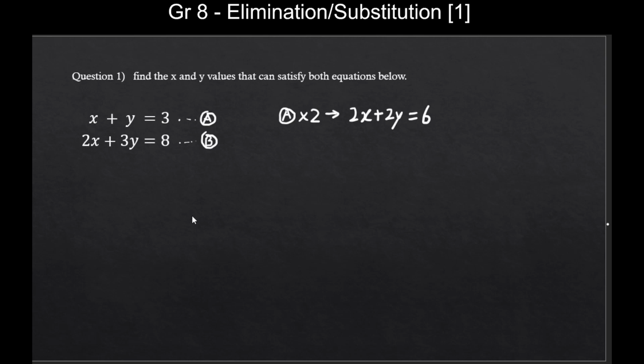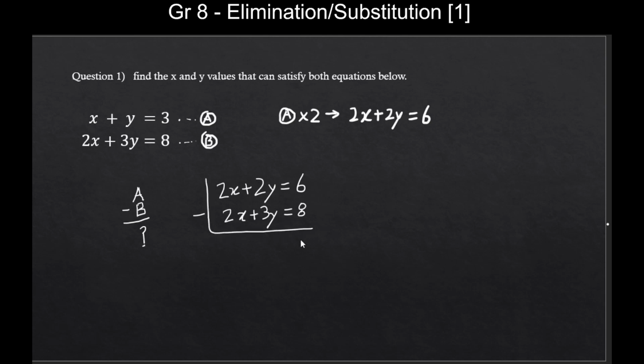Now, here's the important part. It's very important, so pay attention. I'm going to subtract equation B from equation A. So A minus B. Okay? And what does this even mean? So, I'll show it to you now. Equation A was 2x plus 2y equals 6. And equation B was 2x plus 3y equals 8. And I'm going to subtract this entire equation like this.